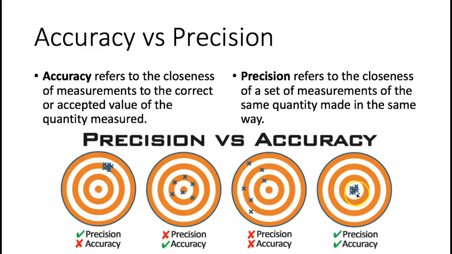Finally, in the last example, if we're aiming for the bullseye, we can see that all of our darts hit or are clumped together near the bullseye. So we are accurate because we hit what we were aiming for, and we are precise because they're all grouped together. So again, accuracy deals with how close you are to the actual value, whereas precision deals with how close all of your measurements are to each other.